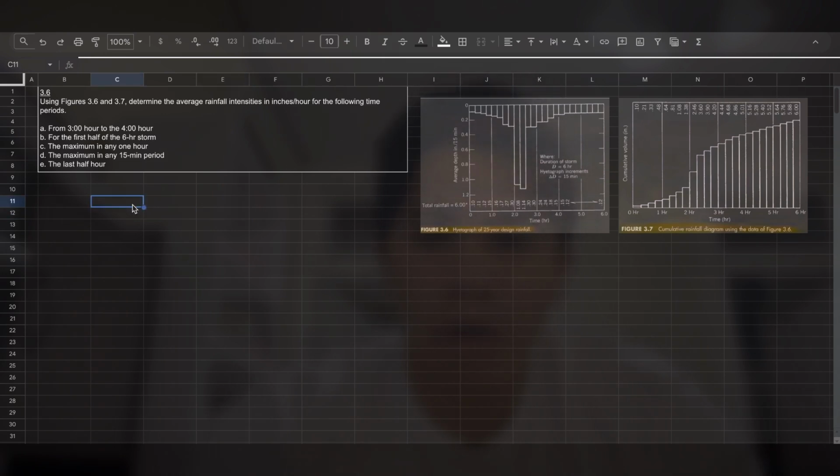We're gonna cover our ninth video of this series. And in this video, we're gonna learn a lot about rainfall intensities and distributions. So let's get started. On problem 3.6, using figures 3.6 and 3.7, we have it here on the right. Determine the average rainfall intensities in inches per hour for the following time periods. So we have A through E that we need to solve. So we'll go one by one as always.